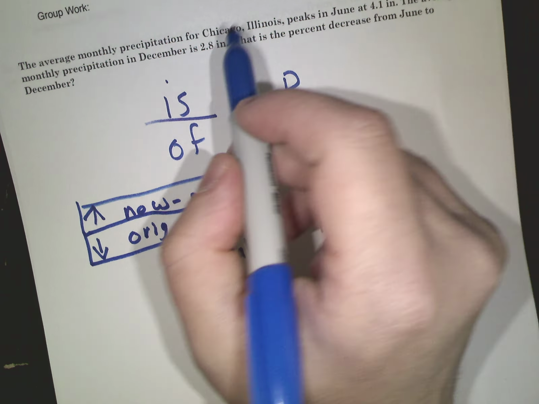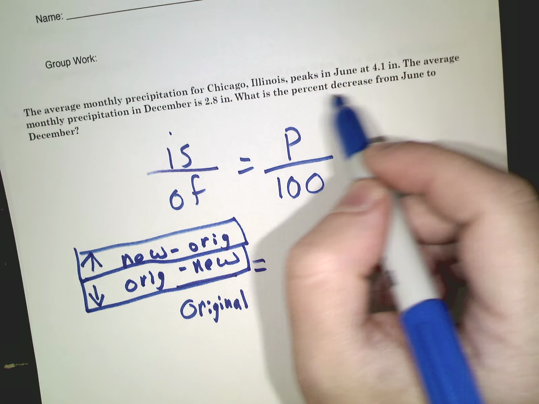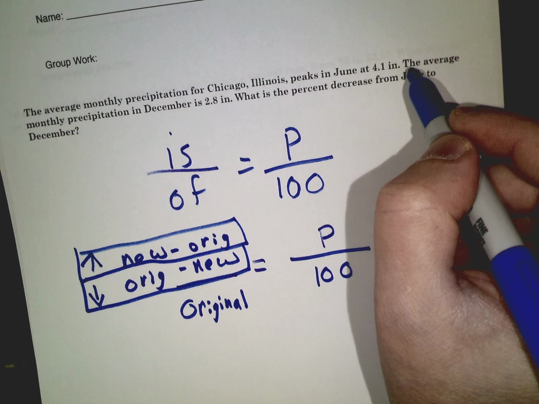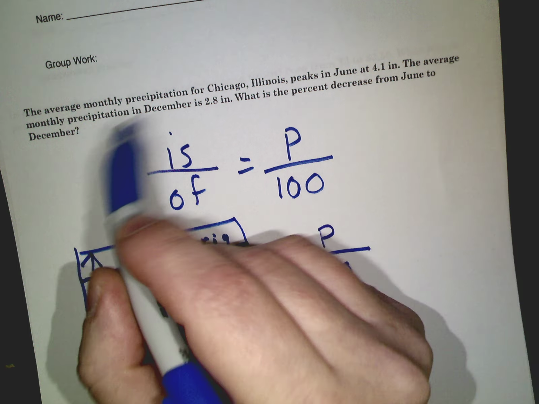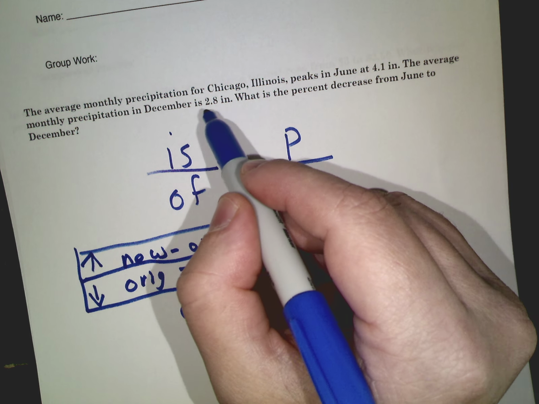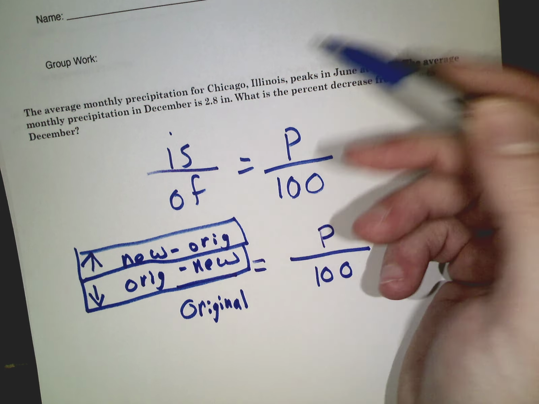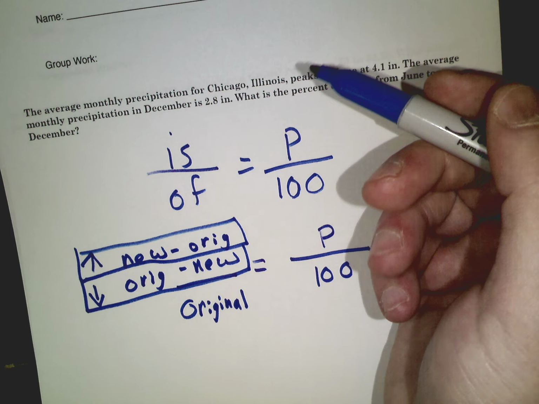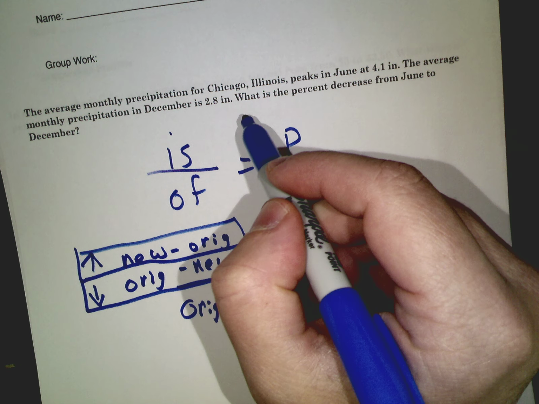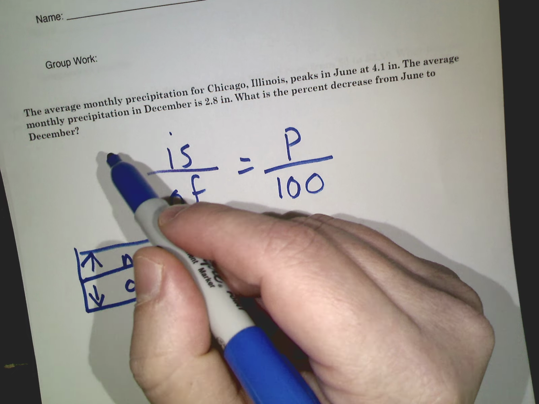Okay, so it says here, the average monthly precipitation for Chicago, Illinois peaks in June at 4.1 inches. The average monthly precipitation in December is 2.8 inches. Precipitation is rain or snow. So I guess that's why they use the word, they don't say rain or snow, they say both, okay? So it's precipitation. What is the percent decrease from June to December?